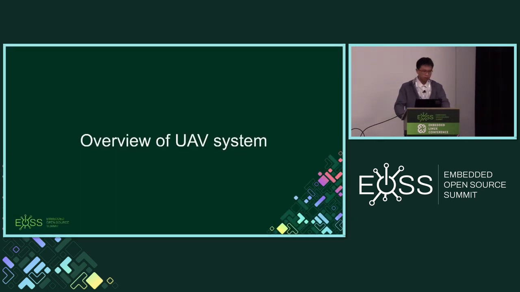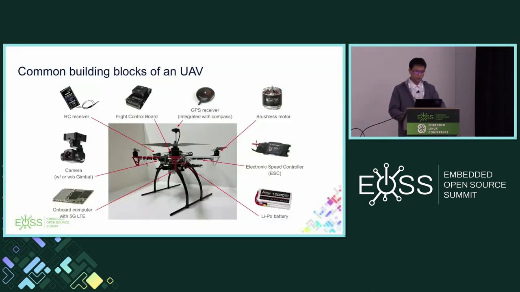So now I would like to give an overview of the UAV system. Here we have a typical multi-rotor UAV. The common building blocks for this kind of UAV are, first, an RC receiver to receive the remote control signal, a flight control board, a GPS receiver, and a brushless motor, which is driven by the electronic speed controller, a LiPo battery, a camera, which can be with or without gimbal, and finally an onboard computer with 5G LTE internet connectivity.